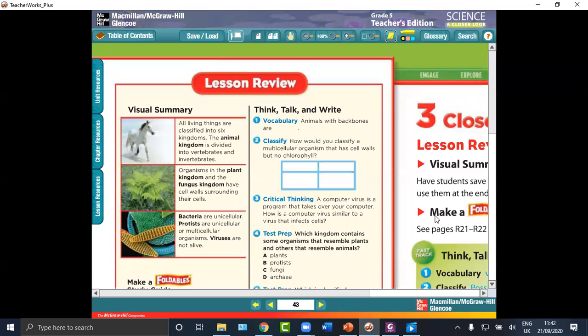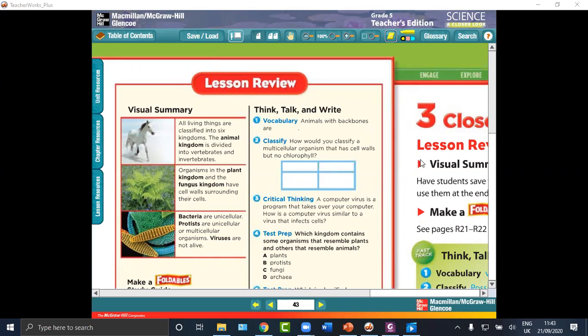Hatim Fadi. Yes, Hatim. Number 1, read number 1. Animals with backbone are vertebrate. Vertebrate, yes. Excellent. Hatim, thank you.